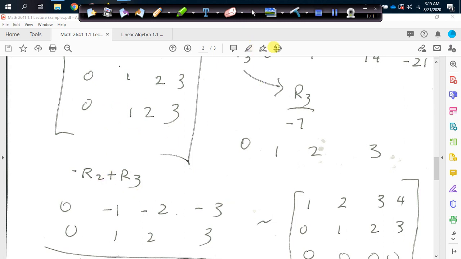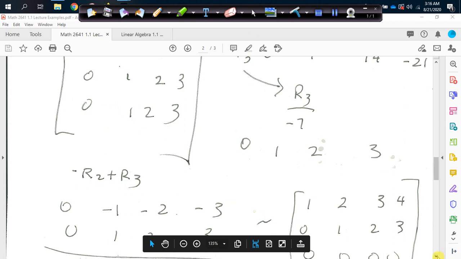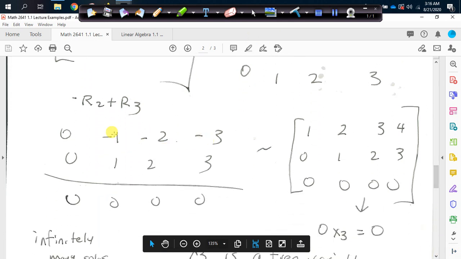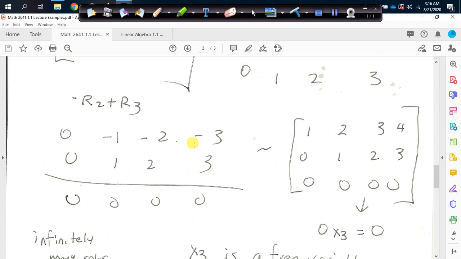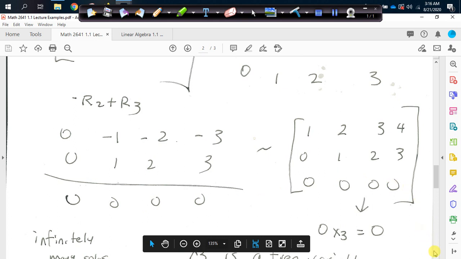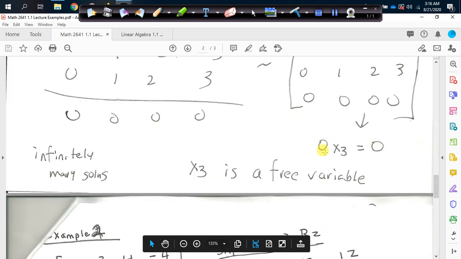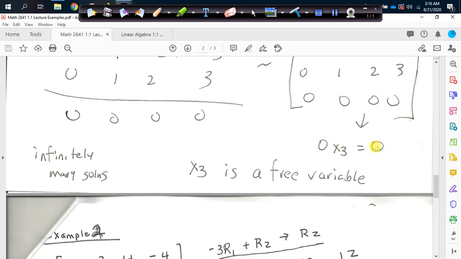So if I do that, look at what happens when I do that. Every position in the row here is the opposite of the positions here. So when I do that, I get 0, 0, 0, 0 in the last row. What that means is that 0 times x3 equals 0. But 0 times any number will give me 0. So this is the example when there's infinitely many solutions. It is consistent. So x3 is what we call a free variable.